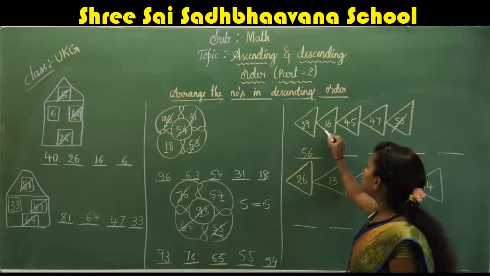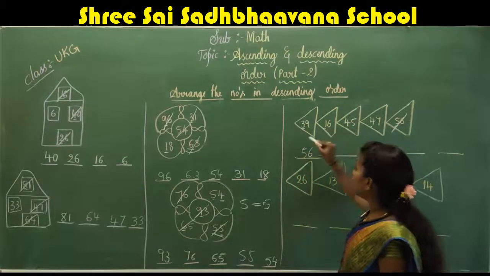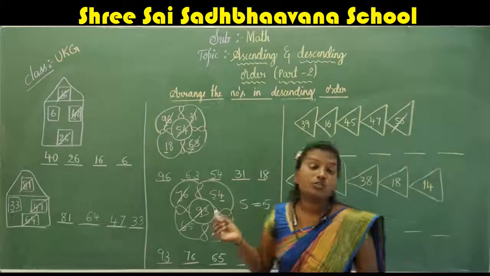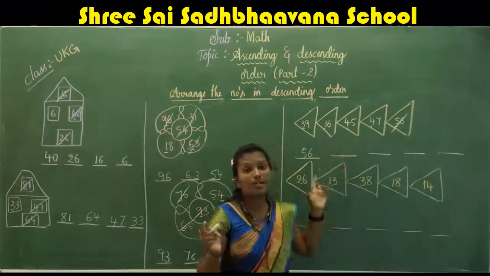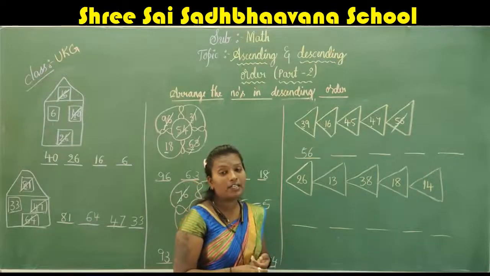Next, 39, 16, 45, 47. So 4, 1, 4, 3, 1, 4, 4. So here they are given 4 two times. So now what do we have to do? Do we have to write 45?